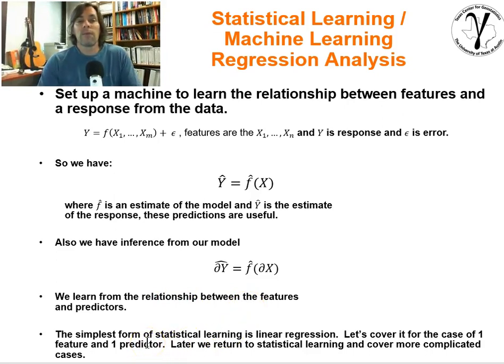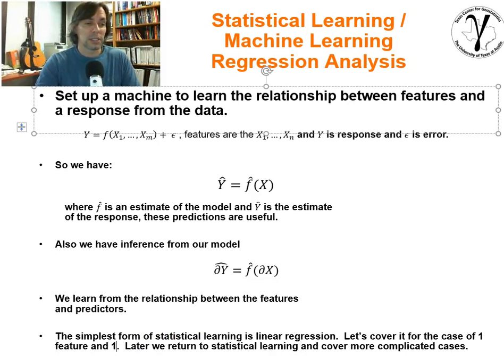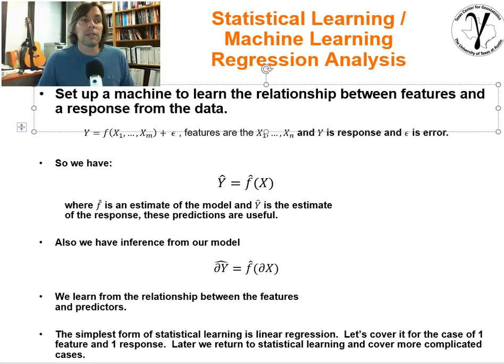Now, the simplest form, I think, of statistical learning or machine learning is linear regression. And so we'll just cover it really quickly right now for the case of a single feature and a single response. Later in this course, we will return to statistical learning and we'll cover much more complicated methods. We'll get into dimensional reduction, we'll talk about decision trees, random forest, and so forth. There'll be a lot more that we do on this topic.